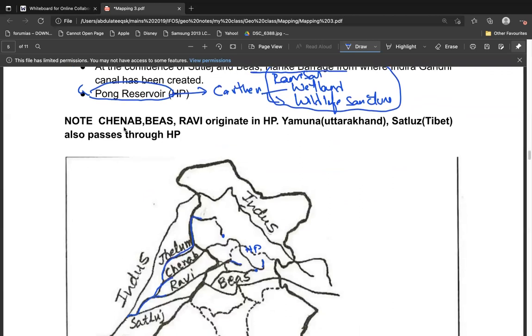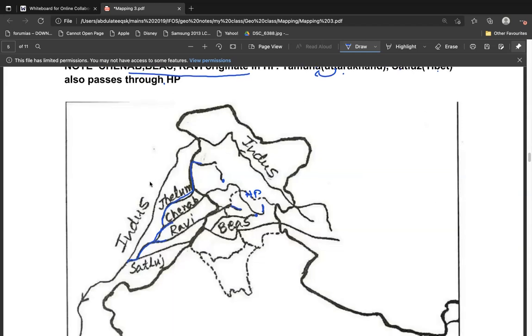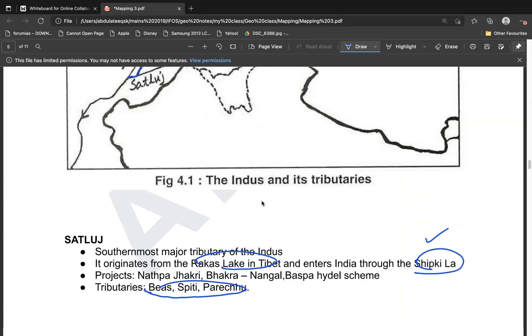See here, the Chenab, Bias, Ravi originate in the Himachal Pradesh, while Yamuna originates in the Yamunotri glacier in Uttarakhand, and the Satluj that originates in Tibet also passes through the Himachal Pradesh. So Himachal Pradesh has mighty rivers flowing through this region. Okay, so important point that we need to remember. You can also see here we have this Harike, and somewhere here Pong Dam. So please know here you have Verinag, and those passes Baralacha and Rohtang Pass are also in these areas. Okay.